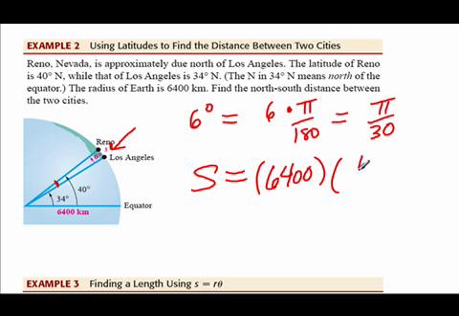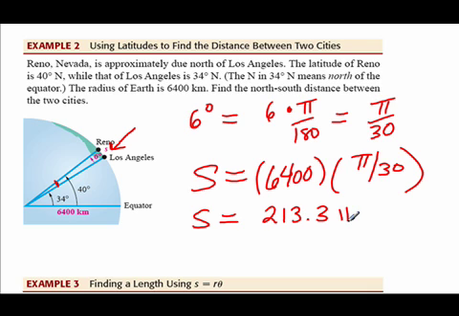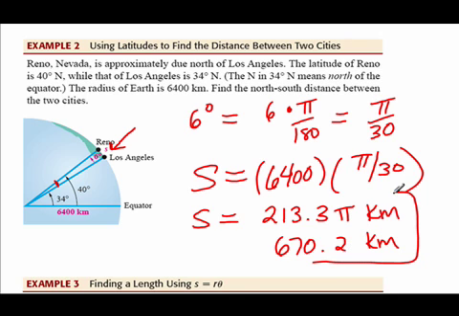Multiply that by our angle, pi over 30. And again, I'm going to give you two possible answers like the last two problems. You could say that that arc length is equal to 213.3 pi kilometers, or you could give me 670.2 kilometers. That's the distance between those two cities.